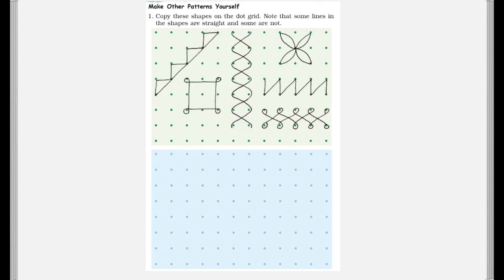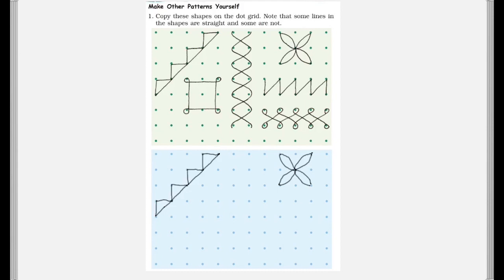Copy these shapes on the dot grid. Note that some lines in the shapes are straight and some are not. Okay, so we need to copy these shapes. Starting off, I'll copy a few of them for you, then you can try the rest on your own. Okay, so this is one shape that we have copied. Then next we can copy one more, which is over here. Okay, so it is not necessary that all lines will be straight. There can be curved lines also.